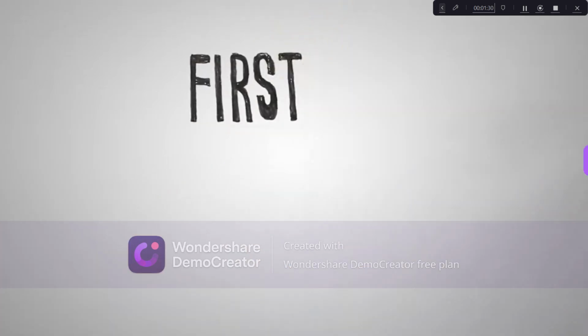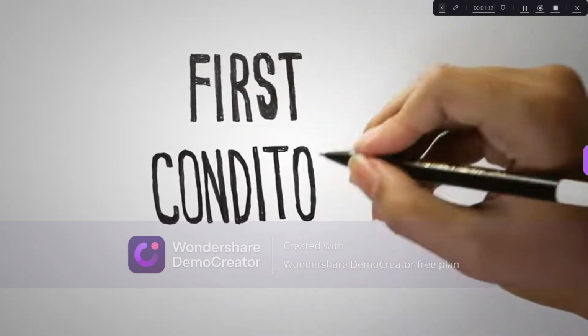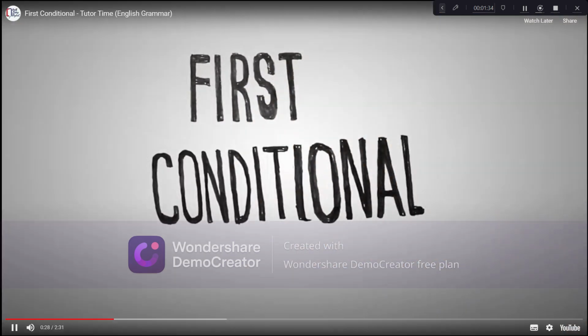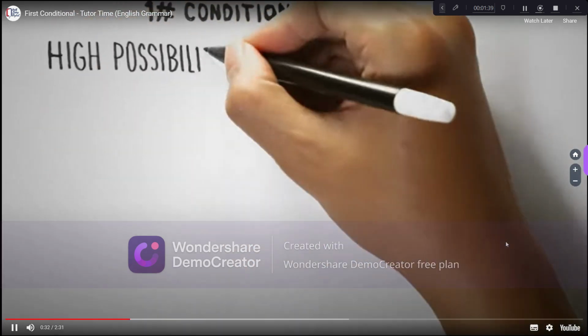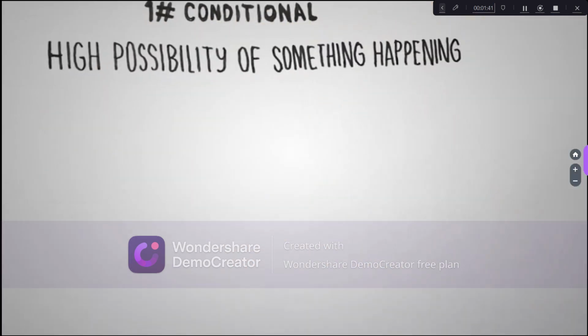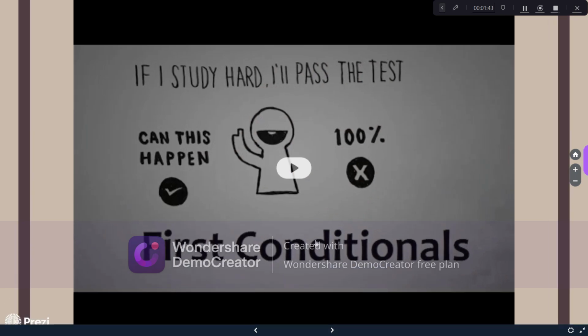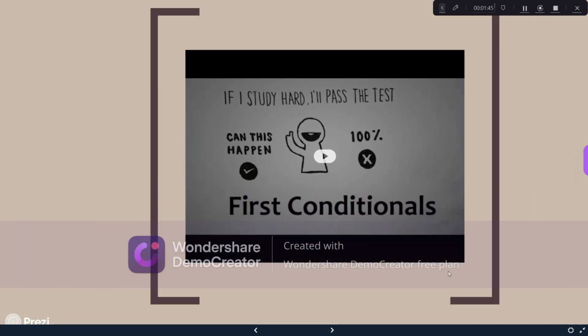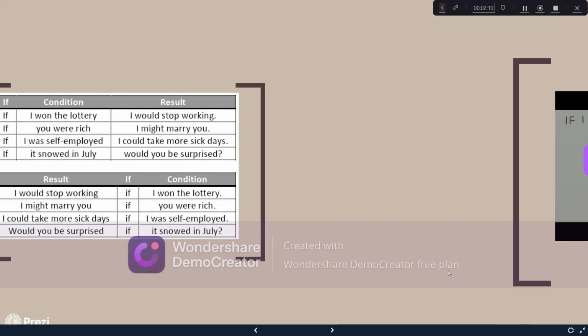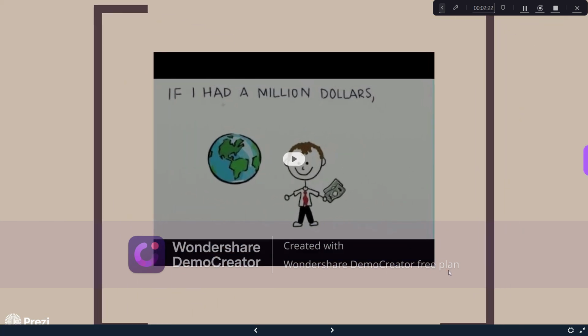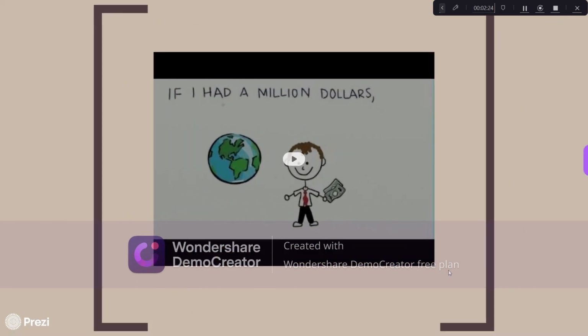Let's look at another type of conditional sentence. First conditionals. First conditionals are used to explain about conditions that have a real possibility of If I had $1 million, just give me your guess.